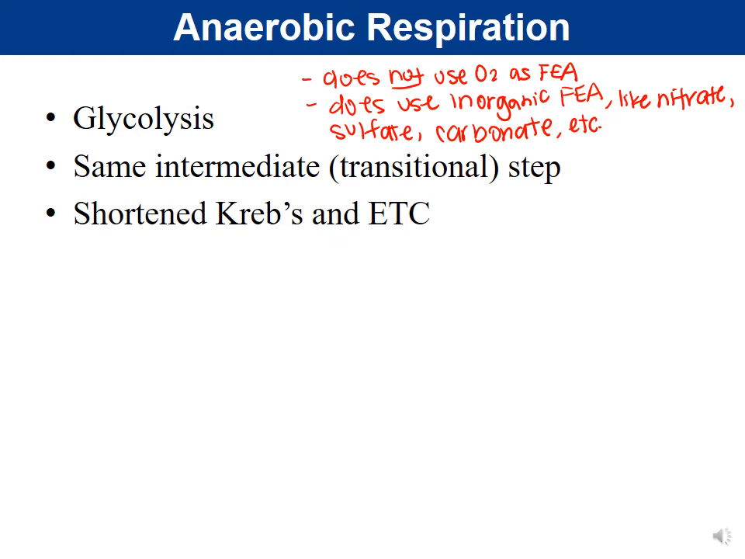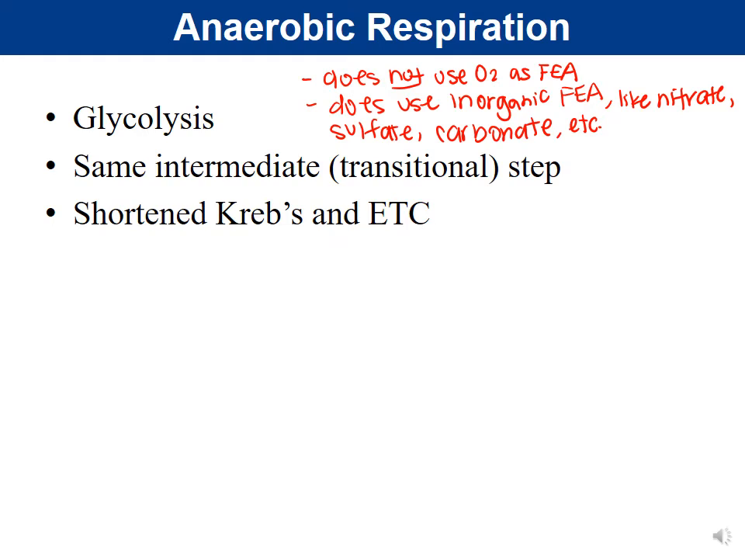What test did we do that looked at the production of hydrogen sulfide? And the answer is we did our TSI test, right? Our TSI test was what we used to determine if sulfur was reduced, meaning did sulfate get used as the final electron acceptor? So when we talk about anaerobic respiration, we still have glycolysis.